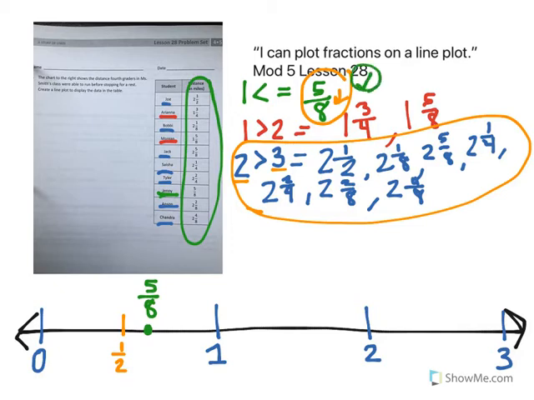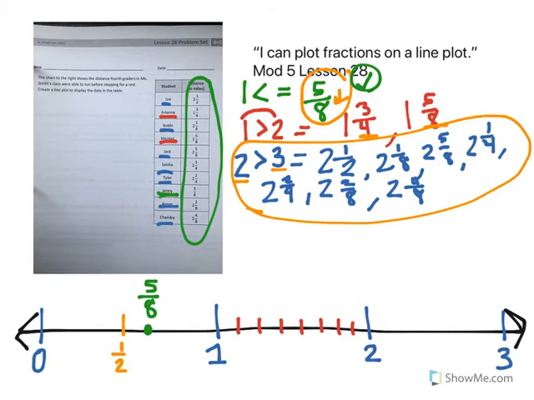Alright, now let's do here the fractions between 1 and 2. We have 2 of them. We have 1 and 3/4 and 1 and 5/8. You'll notice that their units are not the same. One is 8ths and one is 4ths. Okay, so I'm going to divide up between my 1 and 2 this into 8ths. So 1/8, 2/8, 3/8, 4/8, 5/8, 6/8, 7/8, 8/8.